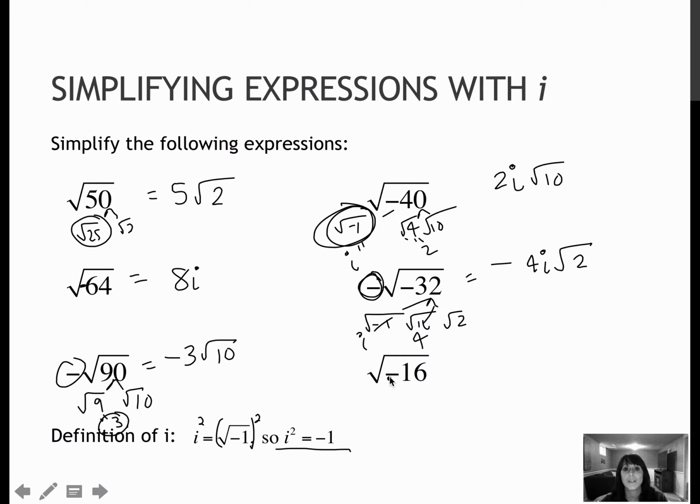And then the square root of negative 16, so think about the square root of positive 16 would just be 4. So the square root of negative 16 would be 4i. So that negative, just because we are taking the square root of a negative.